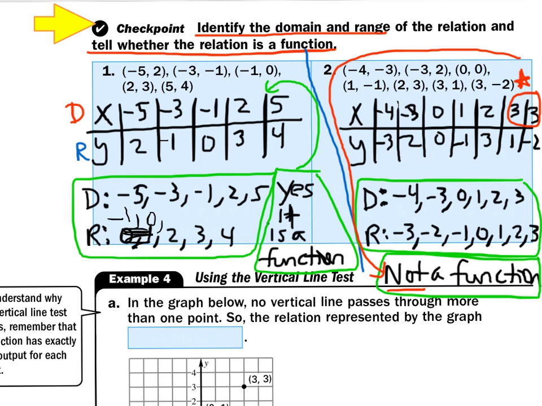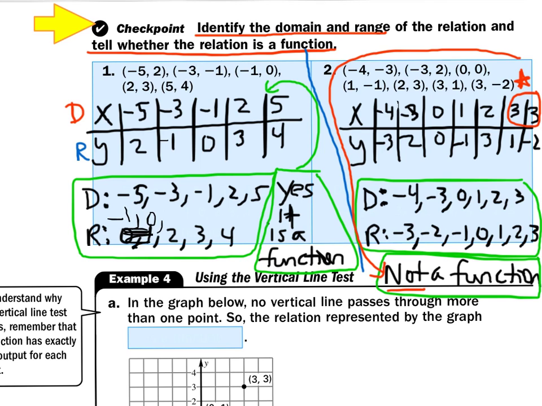And so now I take the domain, I look only at the x values, and I put them in order from least to greatest. So that'd be -4, -3, 0, 1, 2. And notice how even though the 3 repeats, I only put it once when I'm listing the domain. You never repeat a value when you're listing the domain and range. Okay, and now for the range, I have to put all these numbers in order from least to greatest, and I never repeat. So that would be -3, -2, -1, 0, 1, 2, and 3.